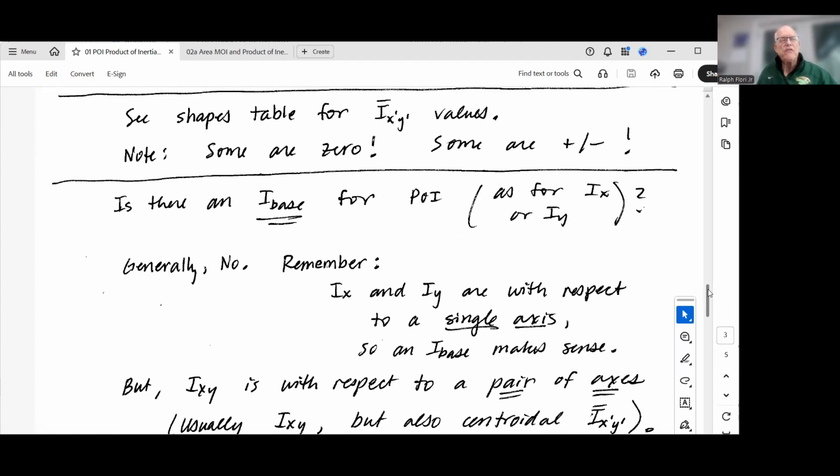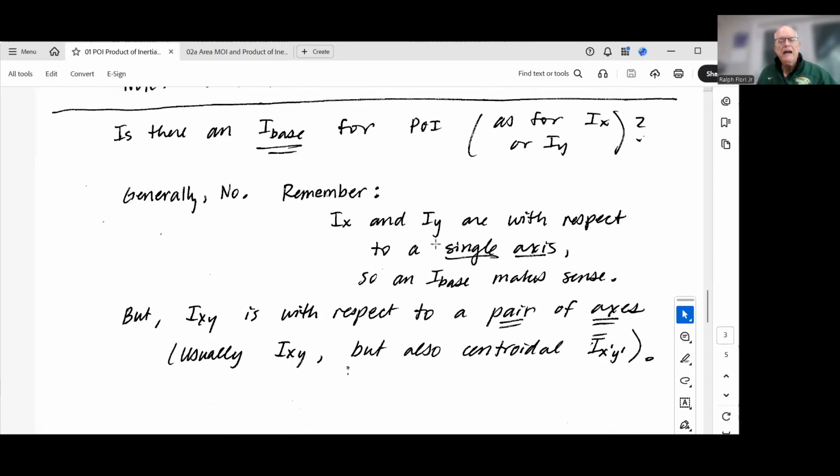Is there an I base for product of inertia? Remember, for Ix and Iy, there were I base values of the formulas. Generally speaking, no. Ix and Iy are with respect to a single axis, so an I base formula makes sense. However, Ixy is with respect to a pair of axes, usually x and y, but it could also be with respect to centroidal axes, I bar x prime y prime.